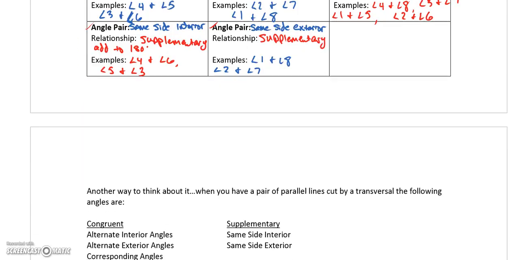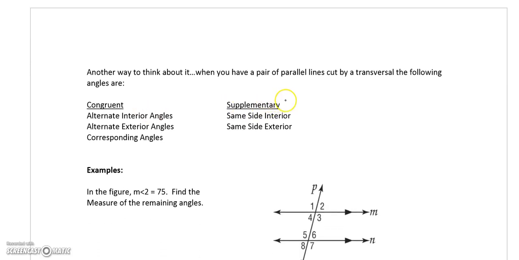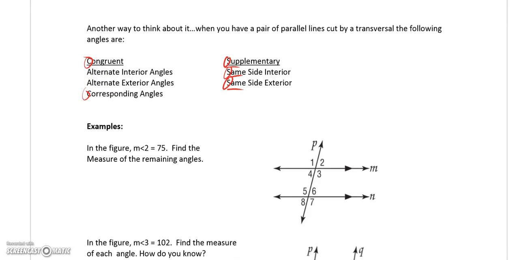Okay, so now let's, I won't go over this in too much detail. One thing I want you to remember is that if you are same side interior or same side exterior, you are supplementary. So anything that starts with an S is supplementary. The other ones are congruent. Corresponding, we get confused by a lot. Just remember that starts with a C. Congruent starts with a C.